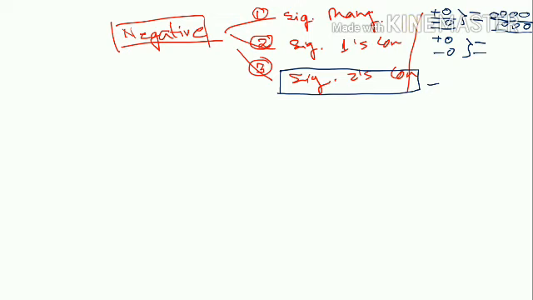Is there any difference between plus 0 and minus 0? Both are 0. But if you use this first representation method, then plus 0 will be this and minus 0 will be this. These are different, so this will make very complex difficulties in our calculation. That's why we should not use the first method for negative number representation.